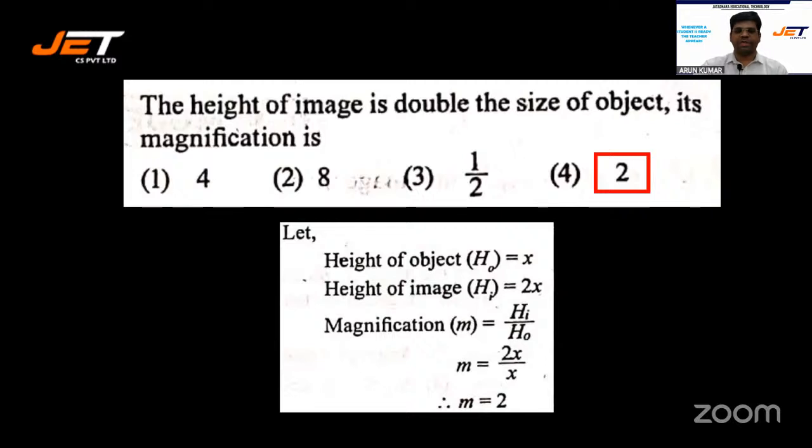Look at this. I was just simply doing it in the air, not required. There's a solution here. Height of the object is x. Height of the image is 2x. Magnification is hi by ho, 2x by x, which is m is equal to 2.